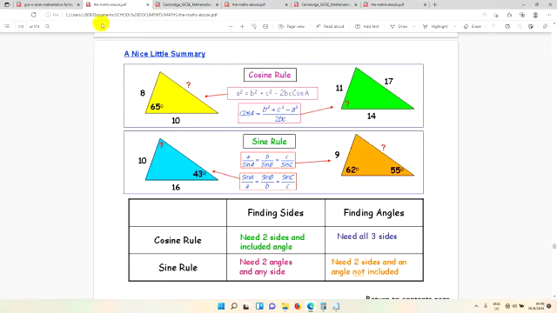This one, I want you to take note of this. We use this one to calculate a missing length: a over sine A is equal to b over sine B, which is equal to c over sine C. Use it to calculate a missing side. Then sine A over a is equal to sine B over b, which is equal to sine C over c. We use it to calculate a missing angle.